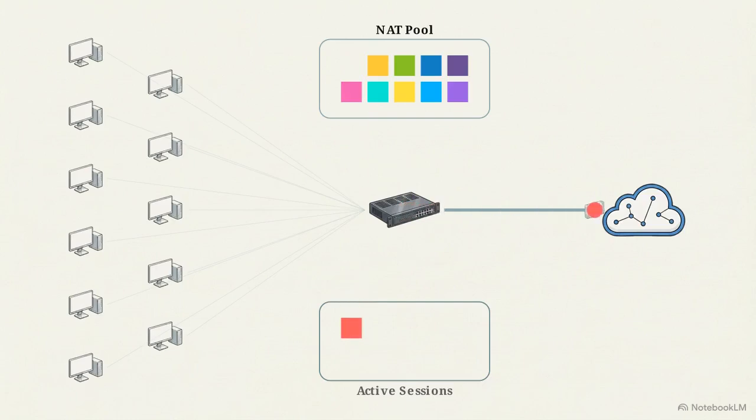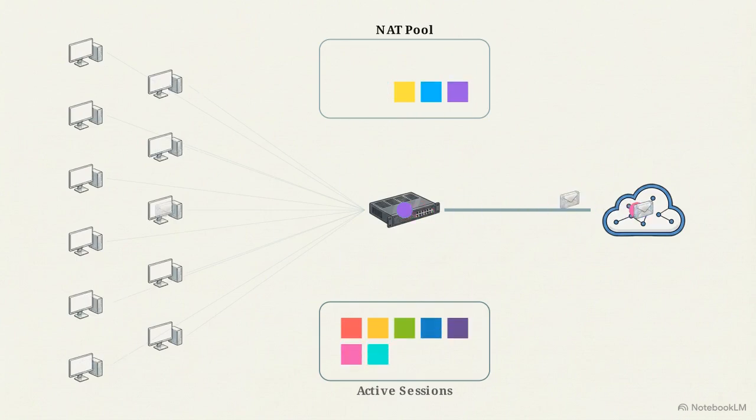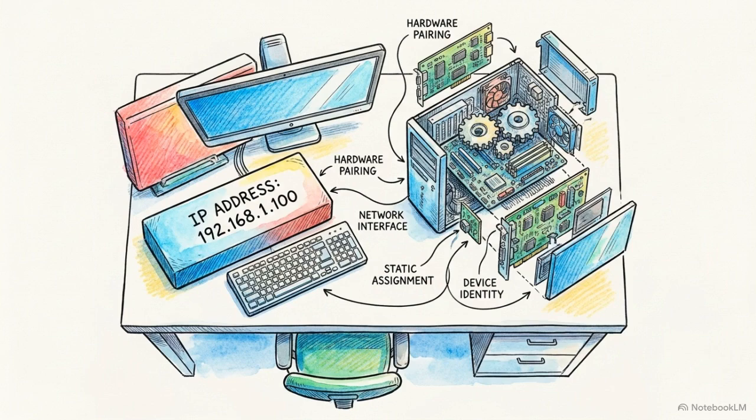A user opens a browser, the router binds a free public address from the pool to that PC for the session. This exposes a bottleneck. With 10 public IPs, only 10 machines navigate simultaneously. The 11th machine is completely blocked. Dynamic NAT still consumes 1 public address per active user.